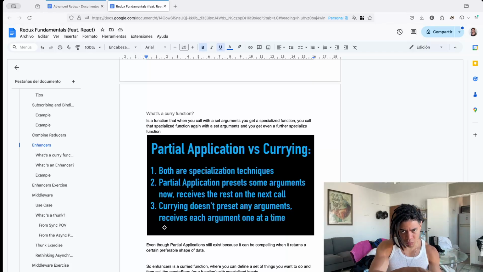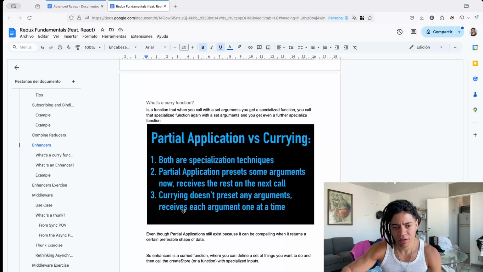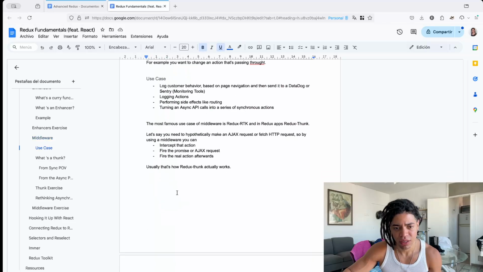And unlike the enhancer, which runs initially, middlewares intercept the process of dispatching, so they sit between the dispatch and the reducer. They run on every dispatch process. So you have the dispatched action, which you can receive in this middleware, in this particular function.